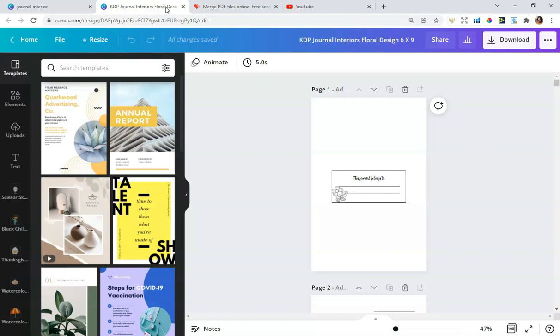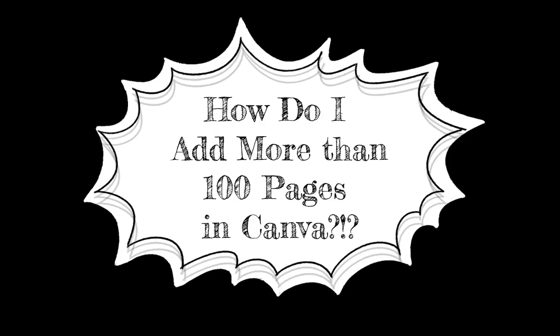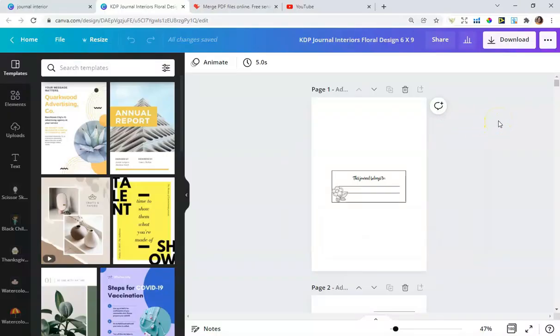I am back with a quick video tutorial to answer a question that I have been getting from some of you that have been watching my videos, specifically the Amazon KDP videos for creating passive products to sell on Amazon KDP. And the question that I've been getting, with using Canva, is how do I add more than 100 pages in Canva? Yes, that is a question that I have been getting.